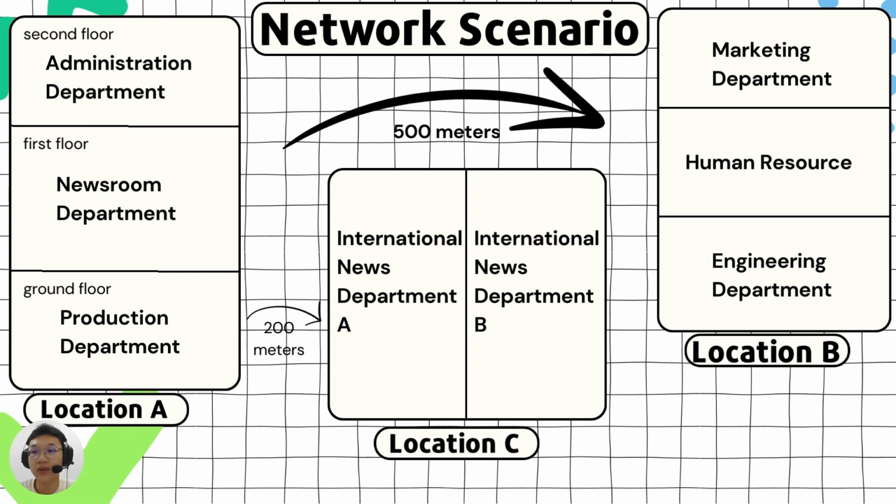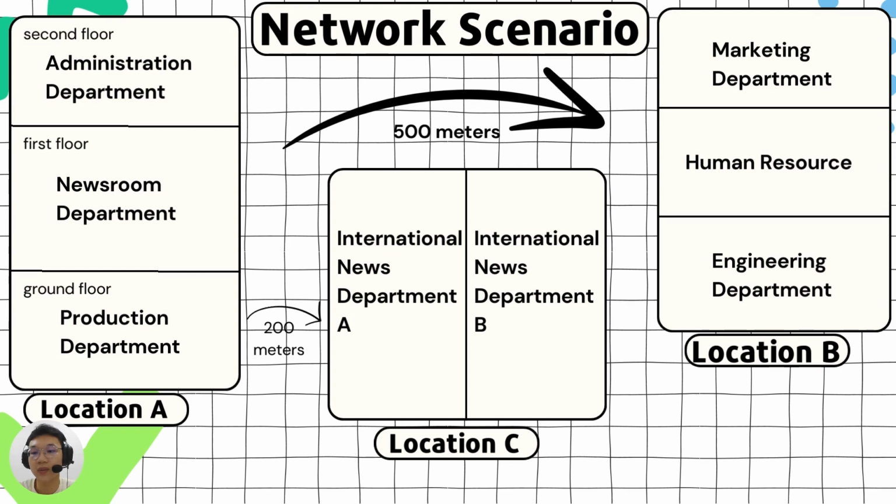Now let's look at location A. There are 3 floors in it. Administration is located on the second floor. Newsroom is located on the first floor. Production is on the ground floor. As you can see, marketing, human resource, and engineering are located at location B. In location C, we have international news A and B. The distance between location A and B is 500 meters, while location A and C is 200 meters.